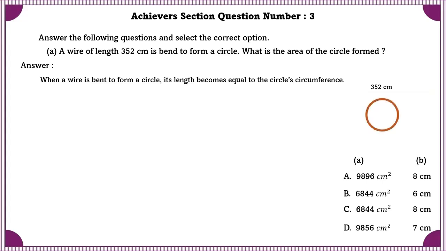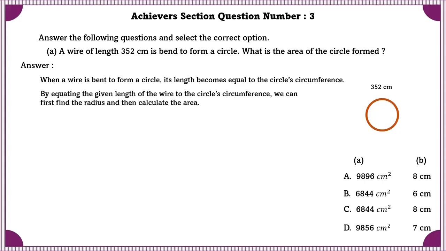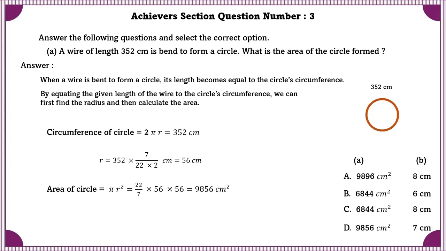When a wire is bent to form a circle, its length becomes equal to the circle's circumference. By equating the given length of the wire to the circumference of the circle, we can first find the radius and then calculate the area. Circumference of the circle is equal to 2πr, which is equal to 352 centimeters. Now, using this, we can find the value of r, that is 56 centimeters. Now, since we have r, that is the radius, we can find the value of area of the circle, which is 9,856 centimeters square.